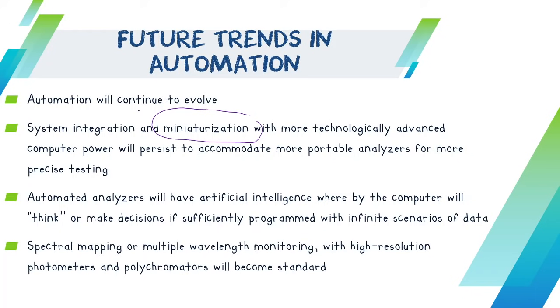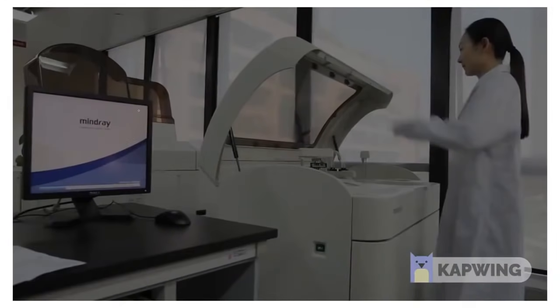And then spectral mapping or multiple wavelength monitoring with high resolution photometers and polychromators will become a standard in your automation. O, di ba grabe, unedited kaayo ang video. So anyway, that actually ends our discussion. So one last video na lang to present, kids, just so you can have an overall view in terms of your auto analyzers. Okay?